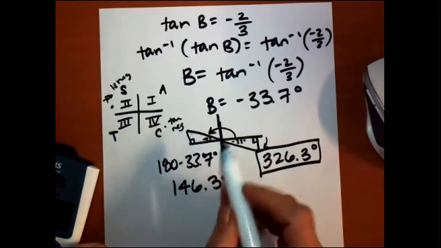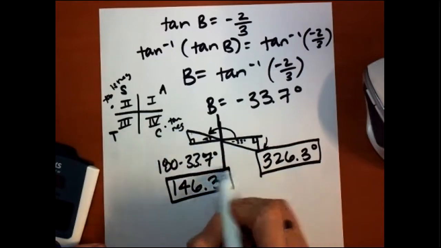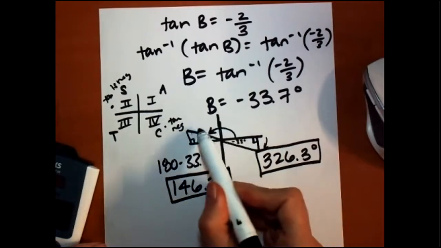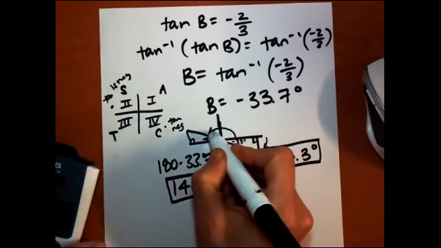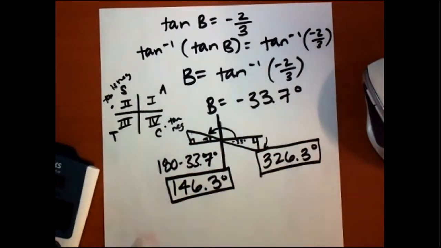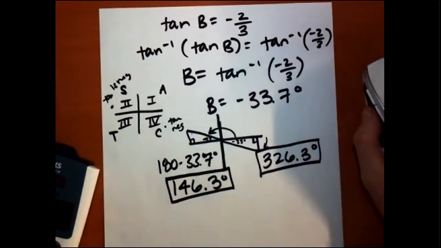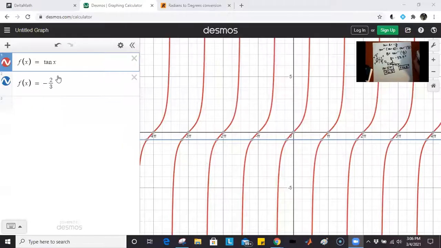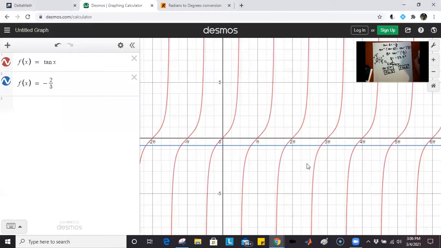So we redrew this triangle, got it, and found that this angle here would be 180 minus 33.7. Okay, now we could also use our Desmos, and you know that's my preference because I love the Desmos. So go over to Desmos and plot the tangent function and plot a horizontal line through where we want our answer to be at -2/3. And we're restricting our answers to between 0 and 360 or 0 and 2 pi.